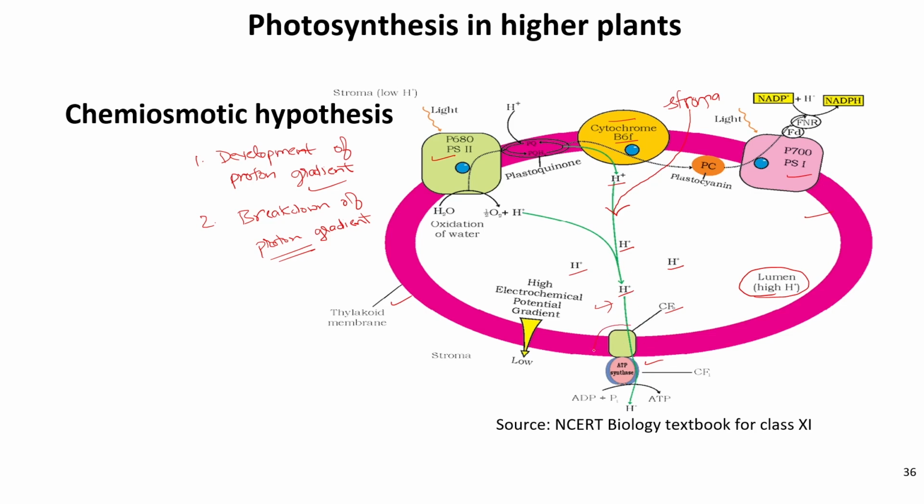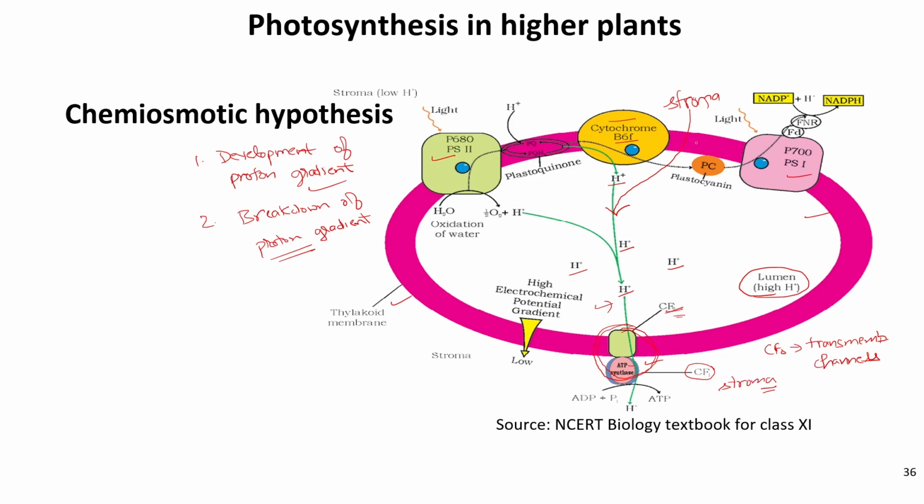This complex is known as ATP synthase, and it has two parts. The first is CF0, and this is CF1. CF0 acts as a transmembrane ion channel, through which the protons flow back to the stroma.